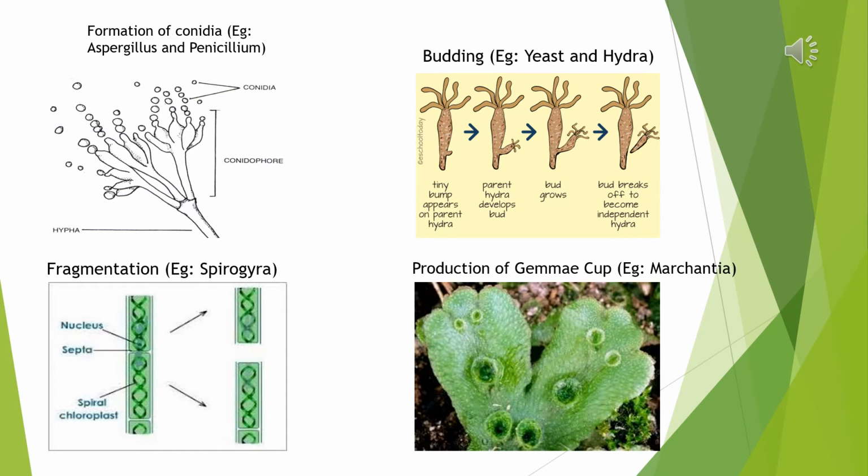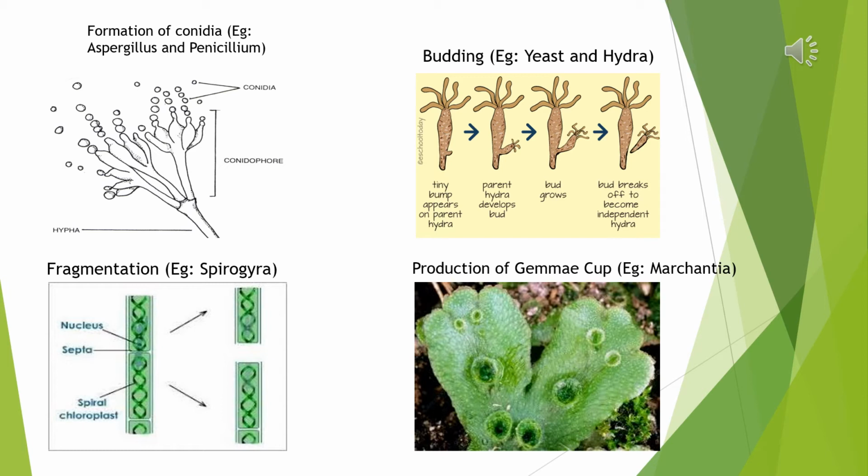Example, penicillium and aspergillus. What is gonidia? The gonidia are asexual spherical non-motile spores produced by some fungi. The gonidia are born on a gonidiospore. Example, penicillium and aspergillus. Then next, budding. Budding is another type of asexual reproduction. It means a small outgrowth is developed on the parent cell which gets separated from the parent and becomes a new individual. Example, yeast and hydra.